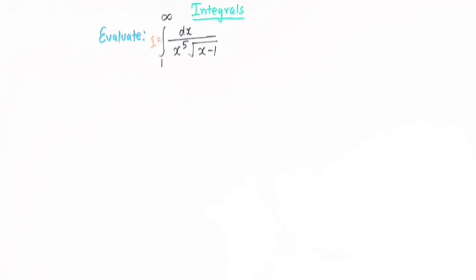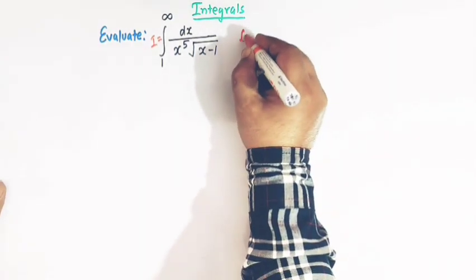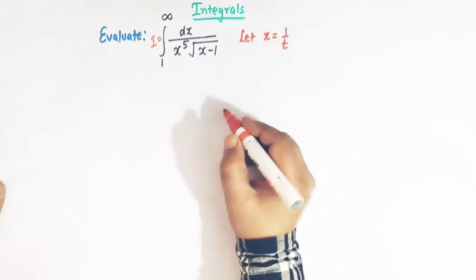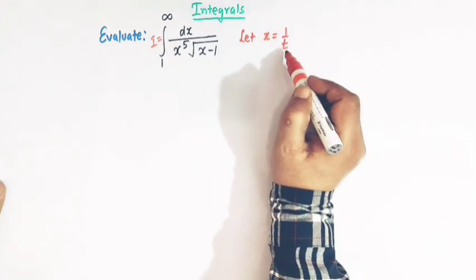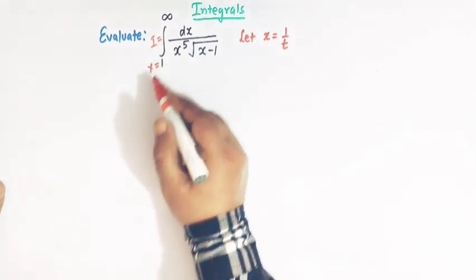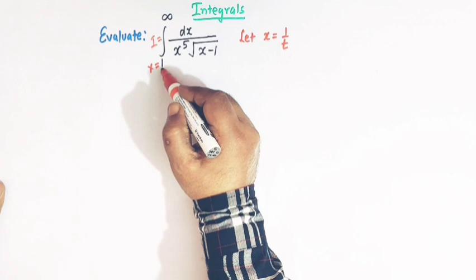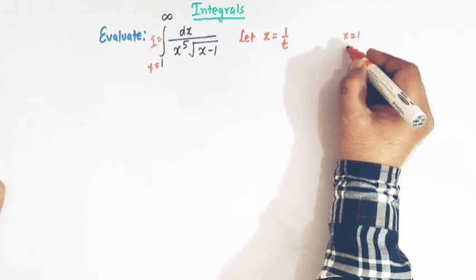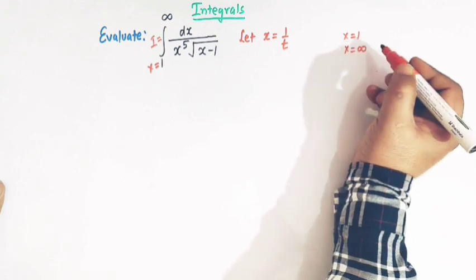Here we'll make use of the method of substitution for integration. So here let us substitute x is equal to 1 over t. This is the most appropriate substitution here, and here we see that the value of x varies from 1 to infinity. So the lower limit is 1 and the upper limit is infinity.